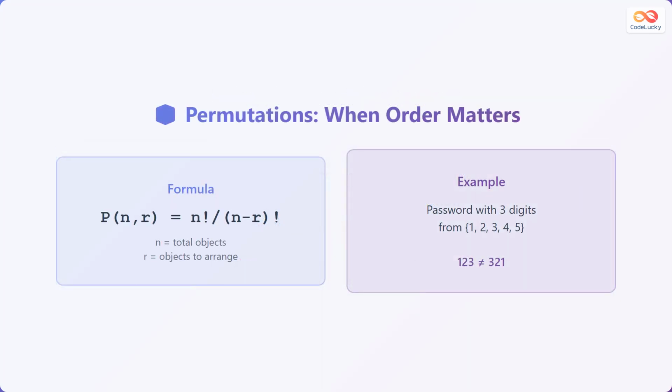First, let's talk about permutations. Permutations are about arrangements where the order is important. The formula for permutations is P(n, r) = n! / (n - r)!, where n represents the total number of objects, and r is the number of objects we want to arrange. For example, if you are creating a 3-digit password using the digits 1, 2, 3, 4, and 5, the order matters. So 1, 2, 3 is different from 3, 2, 1.